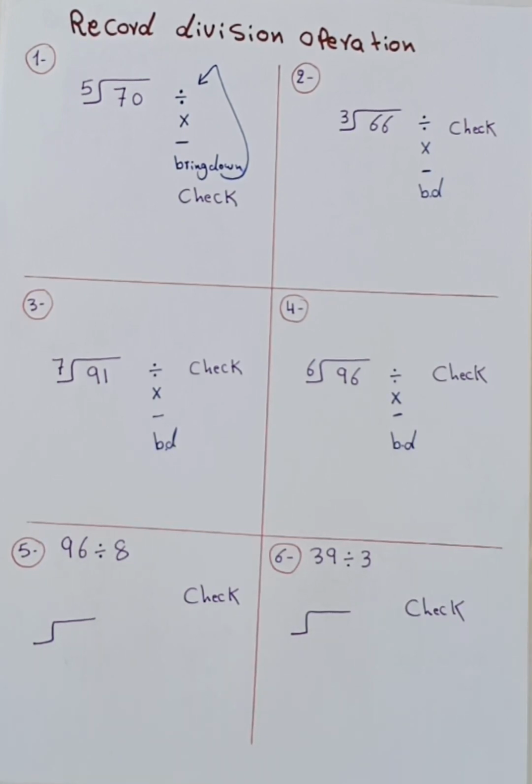Example number 1, you have 70 divided by 5. This shape of division is called long division. We are using long division for dividing big numbers over any numbers.